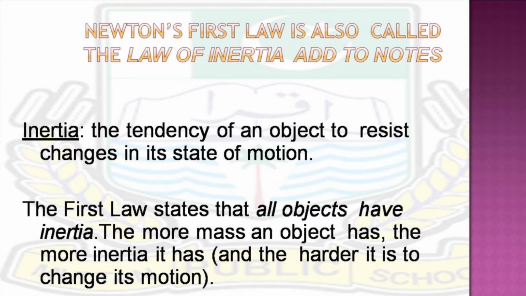Newton's first law is also called the law of inertia. You have to add these to your notes. Now, what is inertia? Inertia is the tendency of an object to resist changes in its state of motion. The first law states that all objects have inertia. The more mass an object has, the more inertia it has, and the harder it is to change its motion.